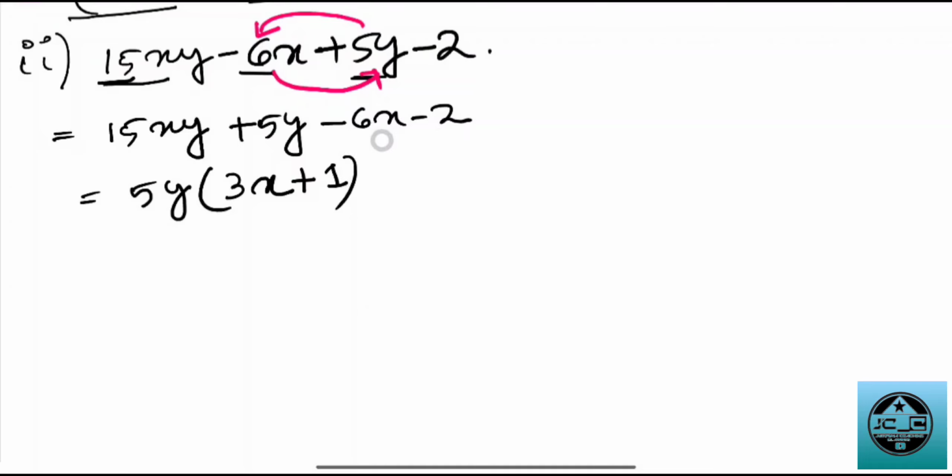So 6x, which common will we take? 3x remains. Usually we take 2 common, but we need plus here, so minus 2 common. If you take minus 2 common out, then it will be 3x plus 1 again. So sir, it is very confusing for us. No. Nothing much confusing here.